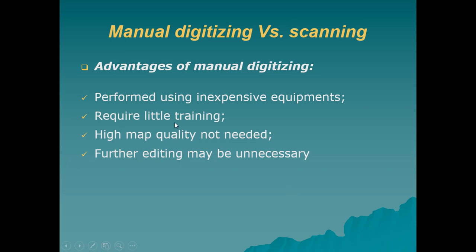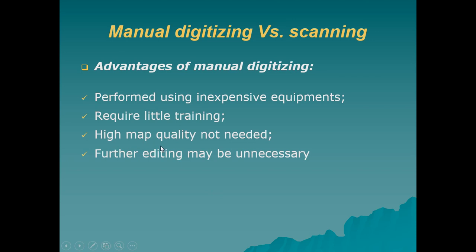It also requires little training. For example, somebody could be trained to use those electronic digitizing tablets probably in a couple hours, and they can be ready to get going. Doesn't mean they would necessarily have a high level of accuracy, but they would be able to actually produce something.